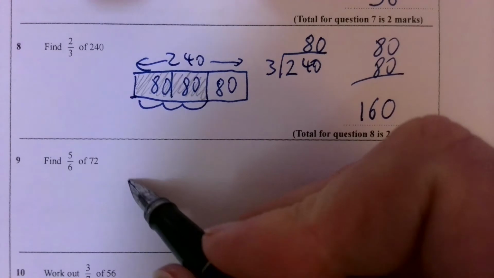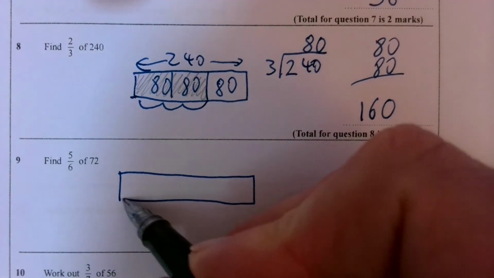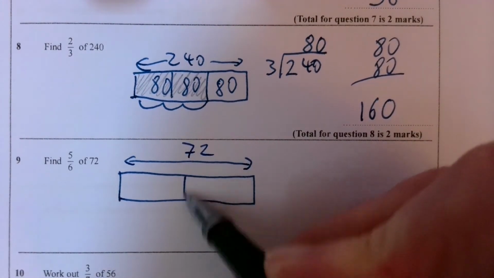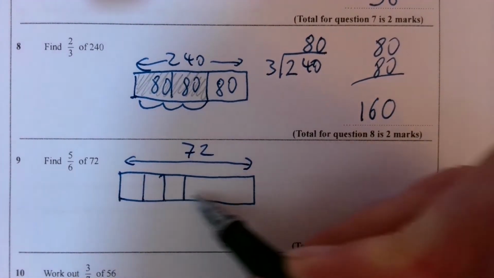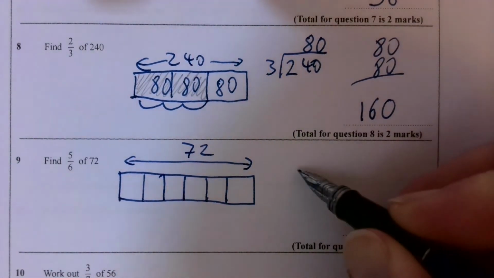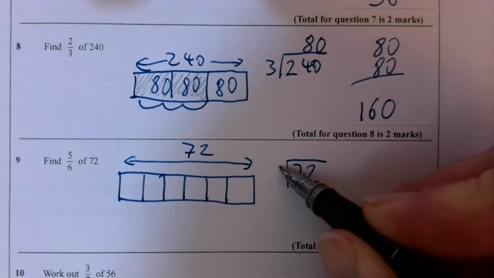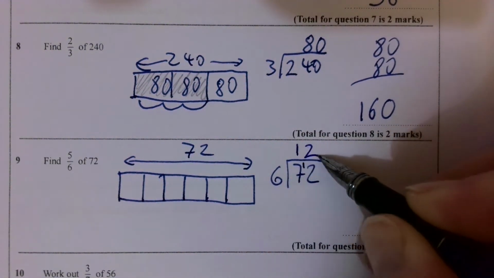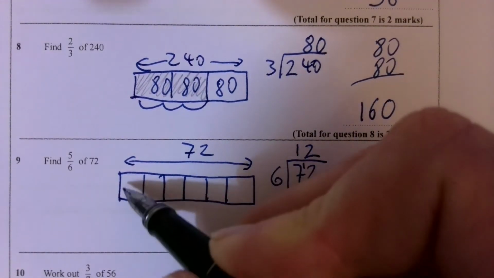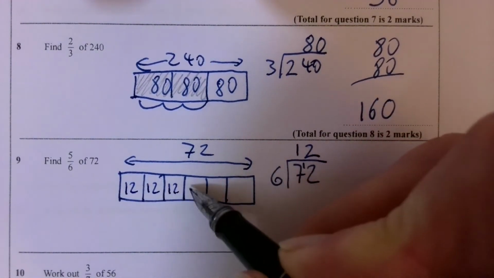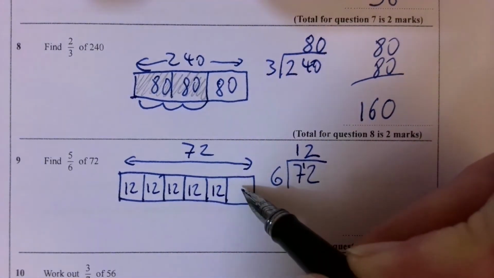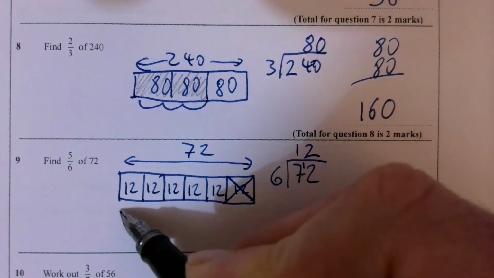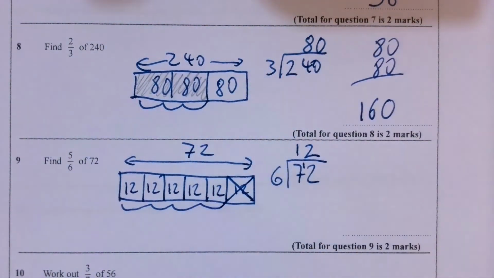5/6 of 72. So now I've got my bar representing 72. I'm going to divide it into 6. So cut it in half and then each half into 3, like that. 72 divided by 6. Well, 6 goes once into 7 with 1 left over and twice into 12. So it's 12. 12 sixes are 72. So we can say 12, 12, 12, 12, 12. And there would be a 12 in there, but that's the one that we don't want. So I'm just going to cross that one out and say this is what I want.